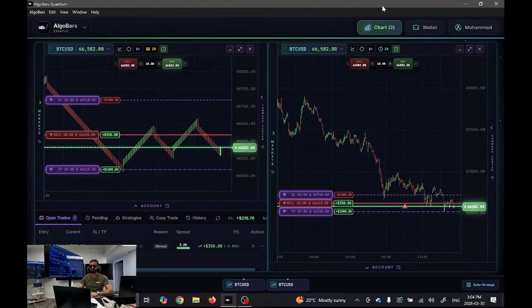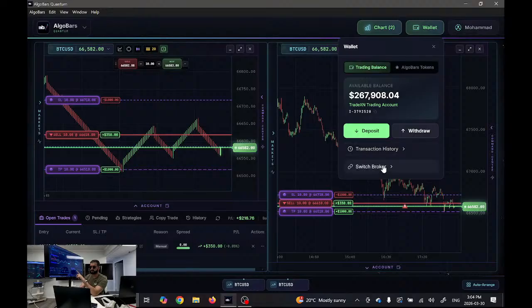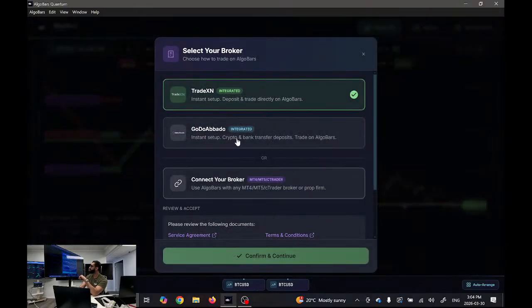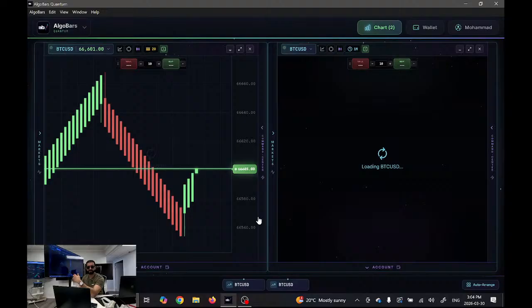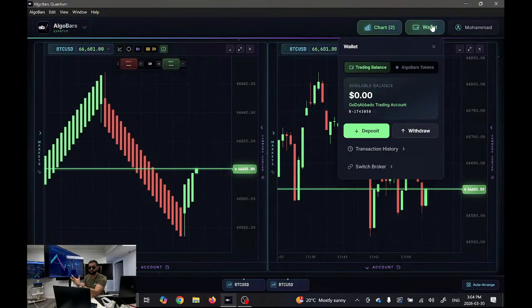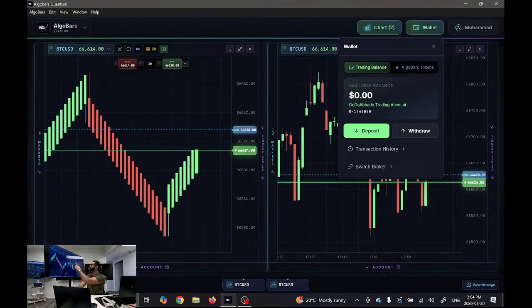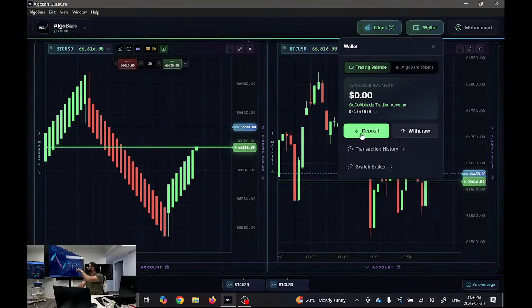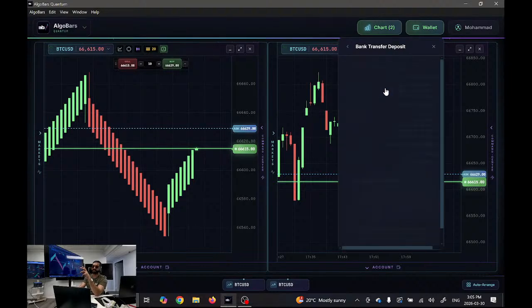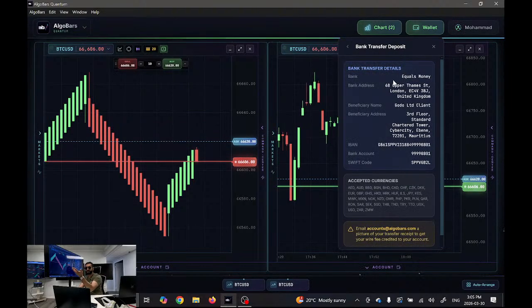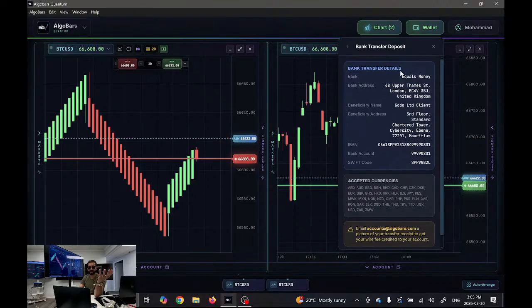So I'll show you guys right here. If I go to wallet, I go to switch broker, and then you guys will see this TradeXN. You can trade directly here. Go to Abado also has bank transfer. So if I click Go to Abado and then I just check mark and confirm, it's going to refresh. It's going to take me right into the Go to Abado connected platform. So you can see this is my GoTo trading account. Now, if I click deposit, I'll see the option for bank transfer, okay? So then I click bank transfer. There's GoTo's bank account information. So you would just do a wire transfer to GoTo.